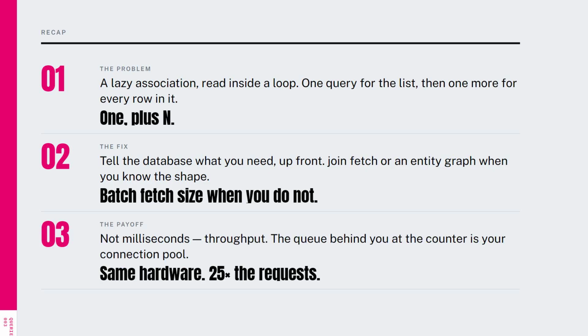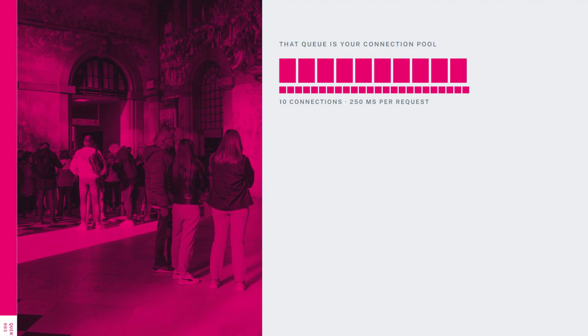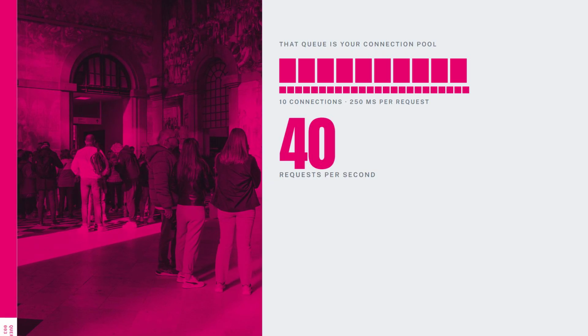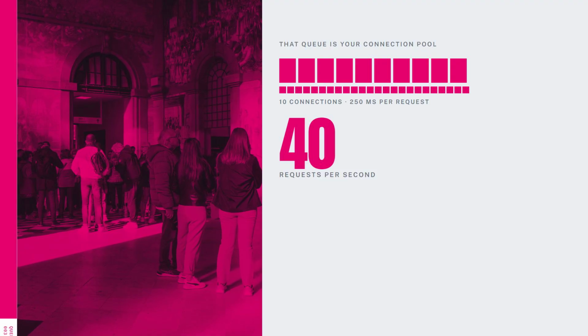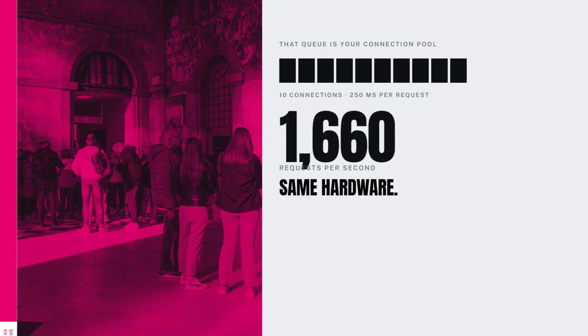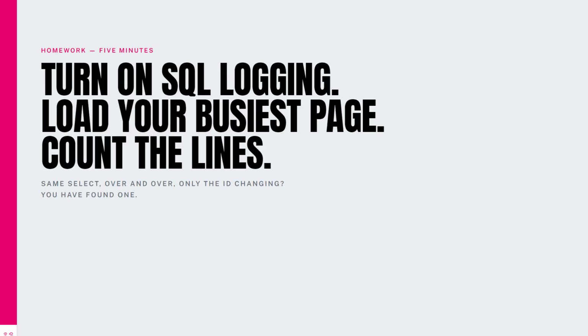This part is not about milliseconds. Remember that queue behind you at the counter? That is your connection pool. If one request holds a connection for 250 milliseconds and you have 10 connections, you top out around 40 requests a second. Get it down to one query and 6 milliseconds, and those same 10 connections handle over 1,000. Same hardware. So, here is your homework, and it takes 5 minutes.